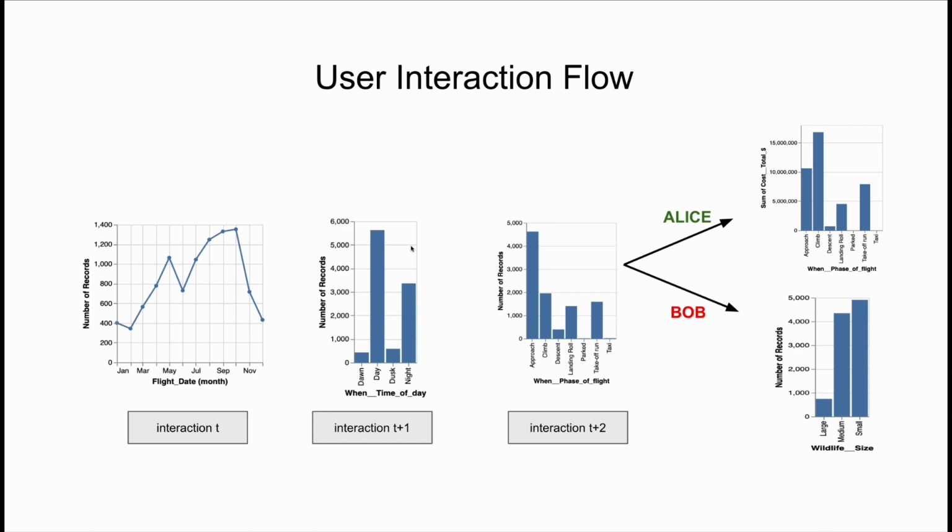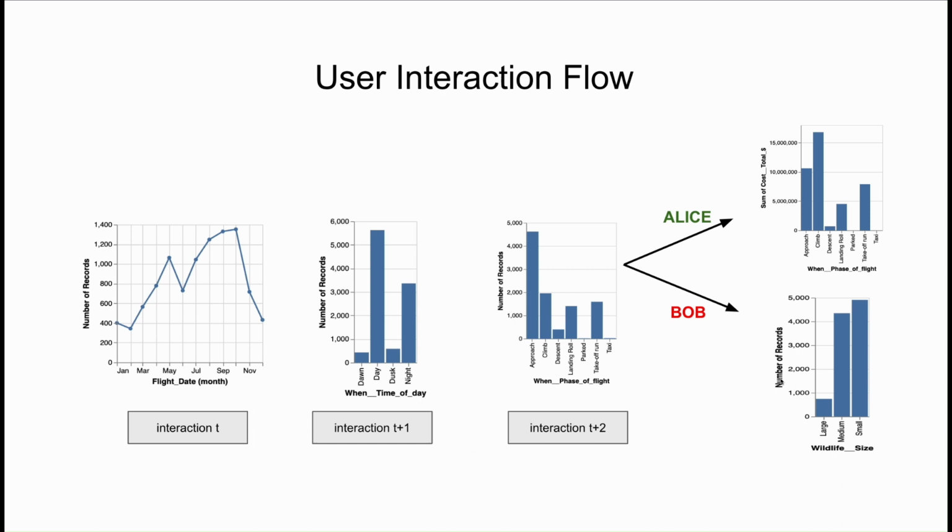Alice and Bob have the same interactions at time step t, t+1 and t+2, while exploring the wildlife strikes dataset from the Federal Aviation Administration. But the data focus changes at the subsequent interaction. While Alice wants to analyze the cost of aircraft being hit at different stages of flight, Bob is more concerned about the safety of wildlife and wants to explore which wildlife species face danger.